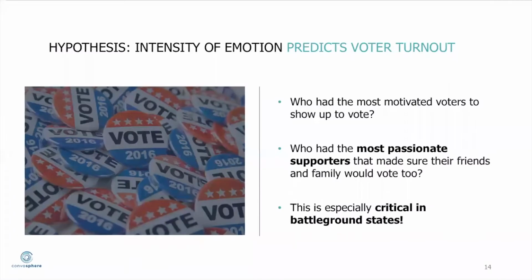We hypothesized that the intensity of emotion predicts voter turnout. And with intensity of emotion, we not only refer to the level of enthusiasm for a candidate, but also the level of aversion or passion against the opponent. So you might wonder, how could we capture level of enthusiasm or aversion when sentiment towards candidates was so similar?